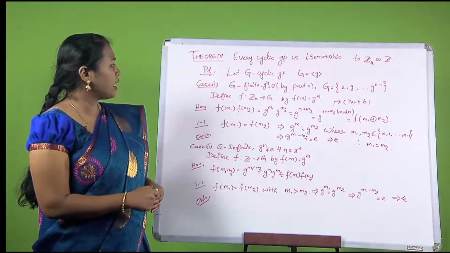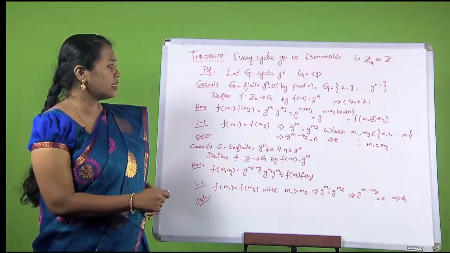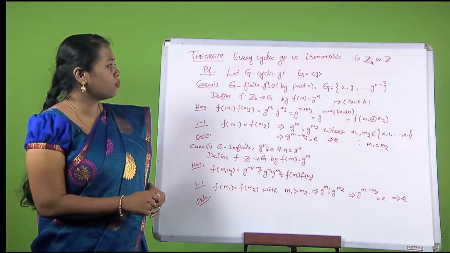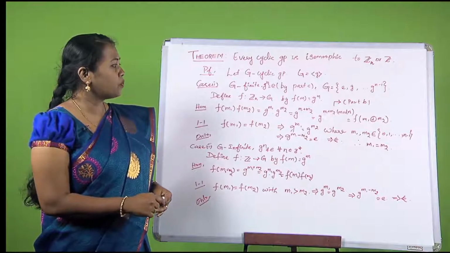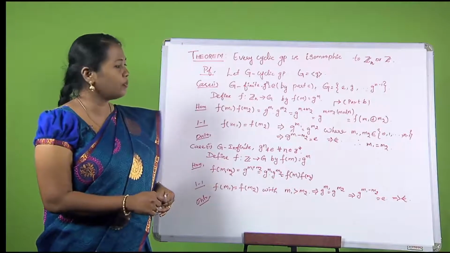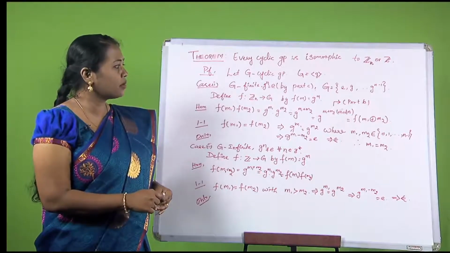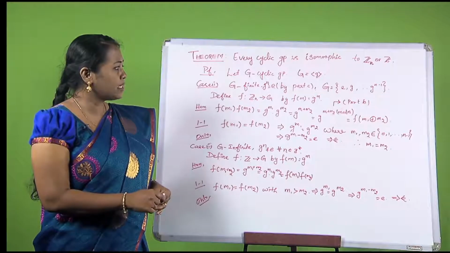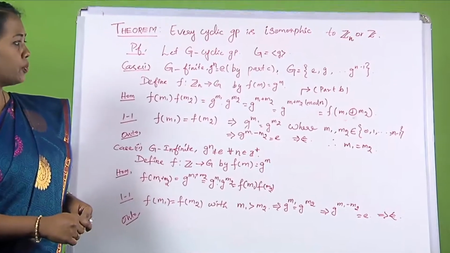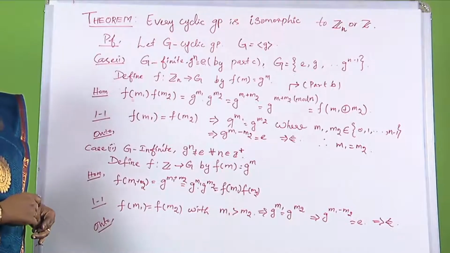f of m1 times f of m2 is equal to g power m1 times g power m2. This is the definition, so we are just applying the definition here. This is equal to g power m1 plus m2, which is equal to g power (m1 plus m2) mod n. From part B of the previous theorem under the finite cyclic group, we have already proved that there is a cyclic number involved, otherwise there would be a repetition. Therefore this is equal to f of m1 addition modulo n m2. So from part B this is obvious, and therefore we have now proved that the homomorphism property holds.